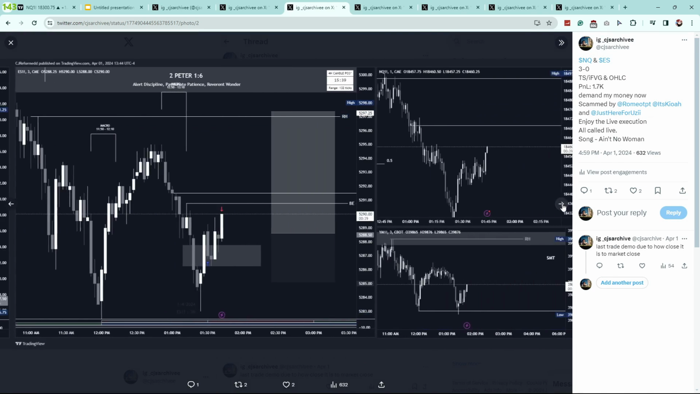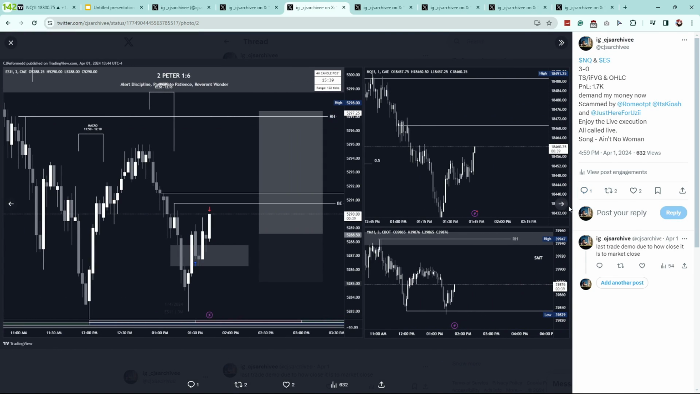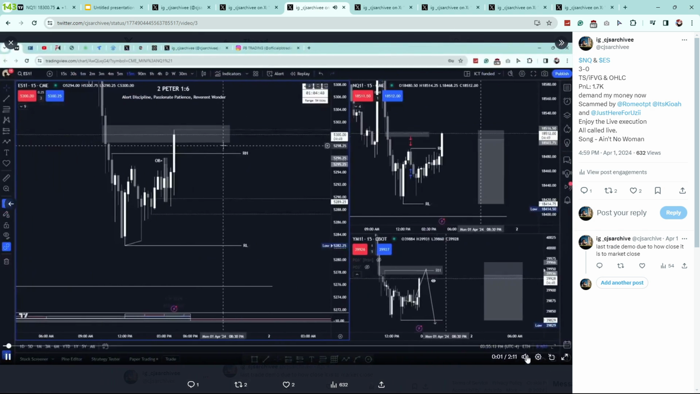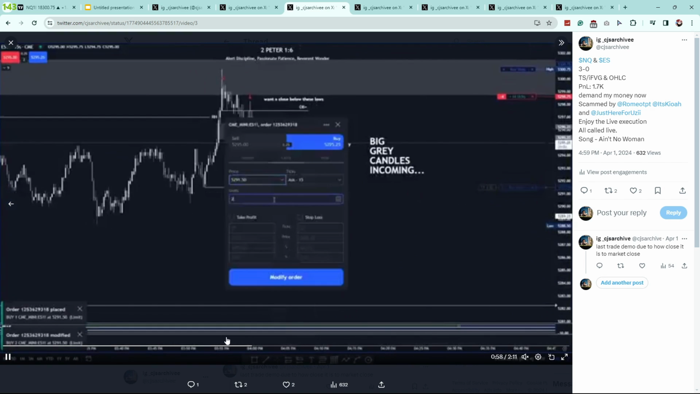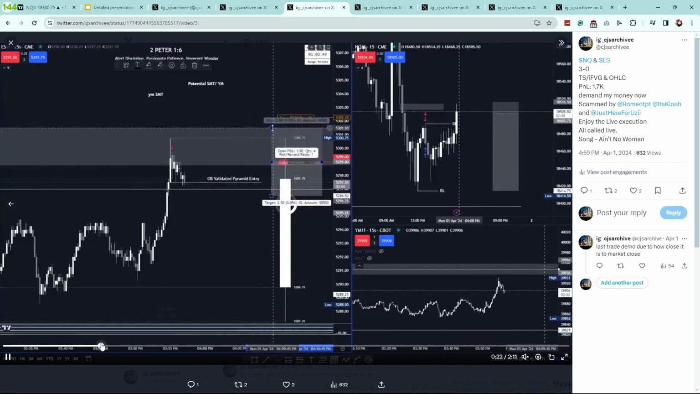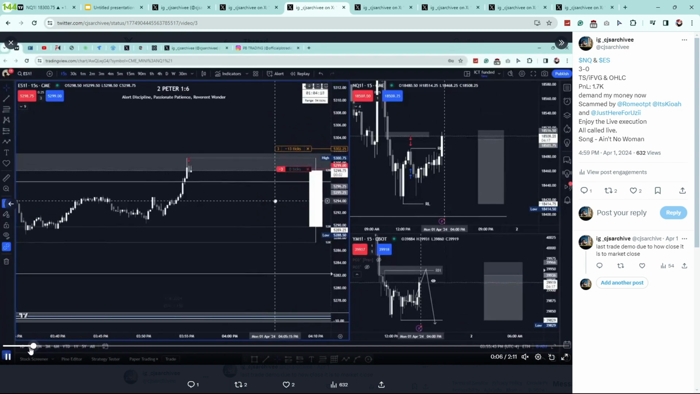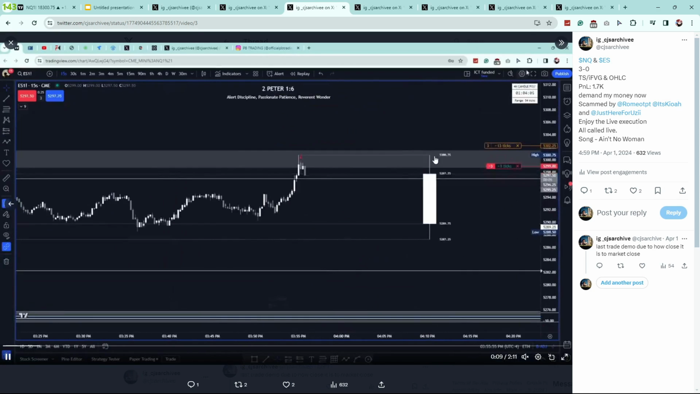This is one of the trades that I called out. This is another trade I called out. We have a live execution here, which is what I'm going to break down. I think this was, oh yeah. So this is the one that was big candles. Range low was taken. Range high was taken.